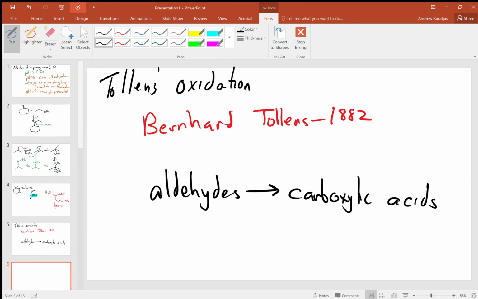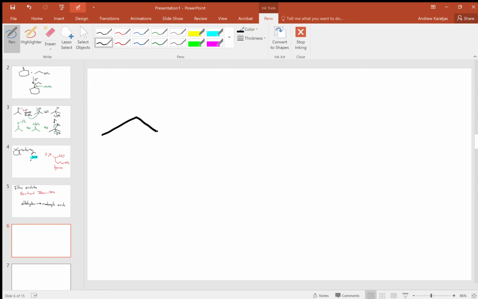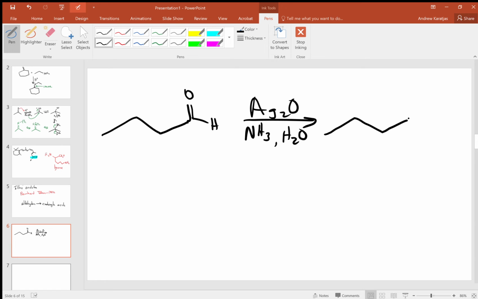But this reaction is done under much milder conditions, with the use of silver oxide, ammonia, and water to form a carboxylic acid. And also, interestingly, this reaction precipitates out silver metal as a product. And so originally, this was what this reaction was widely used for.